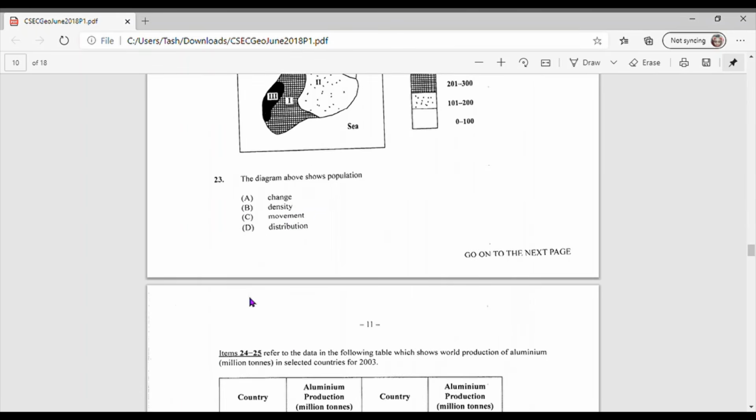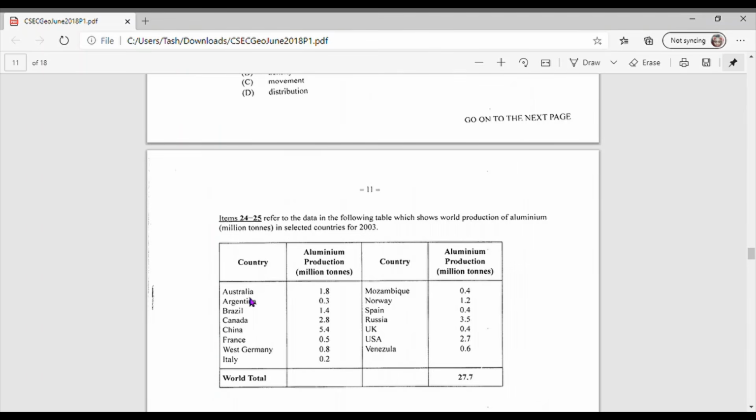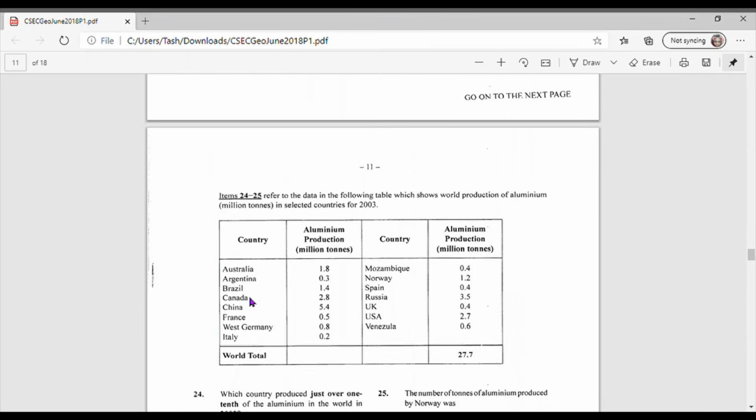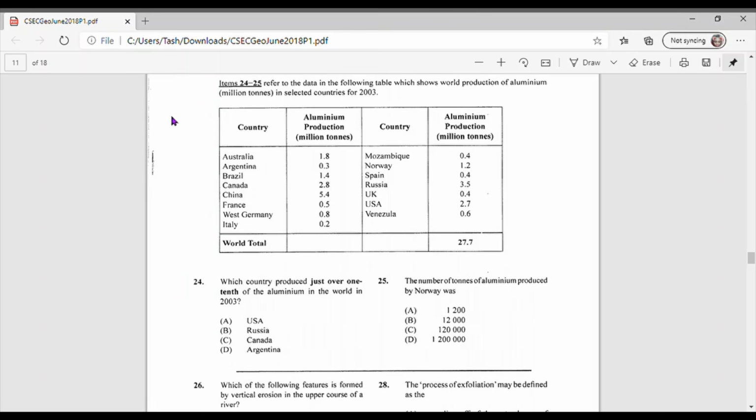Number 24, items 24 to 25 refer to the data in the following table, which shows world production of aluminum in millions of tons in selected countries for the year 2003. So we are looking at the countries here, and aluminum production in tons. Which country produced just over 1/10 of the aluminum in the world?